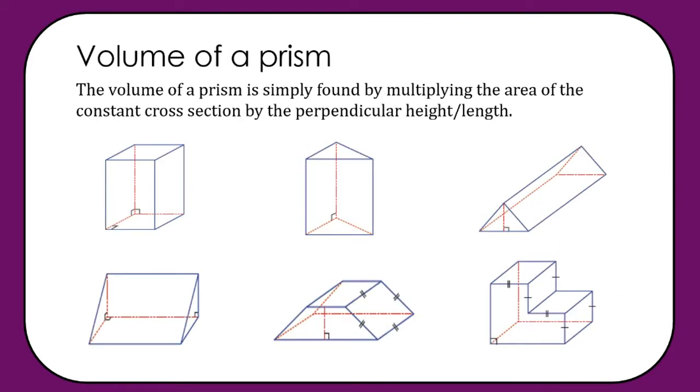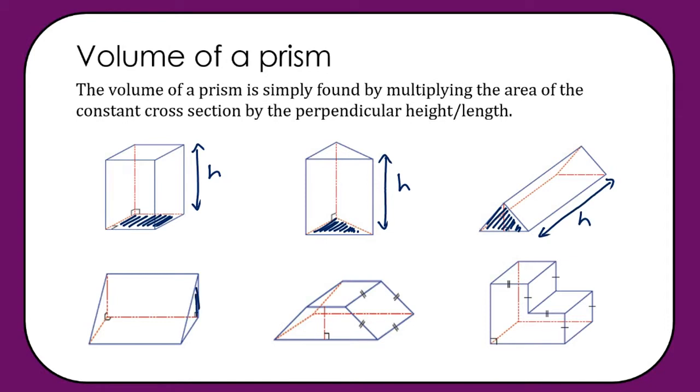Okay, volume of a prism. So the volume of a prism is simply found by multiplying the area of the constant cross-section by the perpendicular height or length. So, for example, we would find the area of the base or the constant cross-section and we would multiply by the height or the length that is perpendicular to that. Here we would be finding the area of this triangle on the base, that's the constant cross-section, which means this length here forms the height. The height must be perpendicular to the base. Here we're finding the area of this triangle, which means the height is this length here.